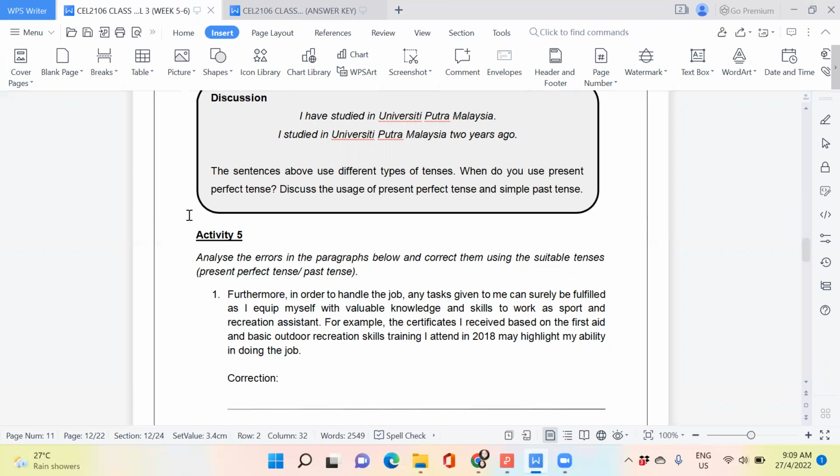Okay, so that's why it's very important to take note of the tenses that you're using in your job application letter as well as your resume. But right now we're focusing more on the cover letter. Okay, let's see what are the errors.